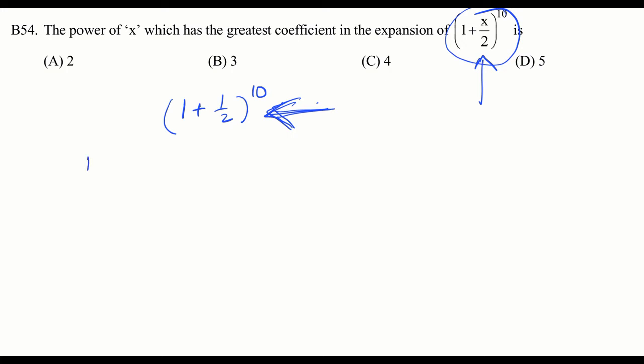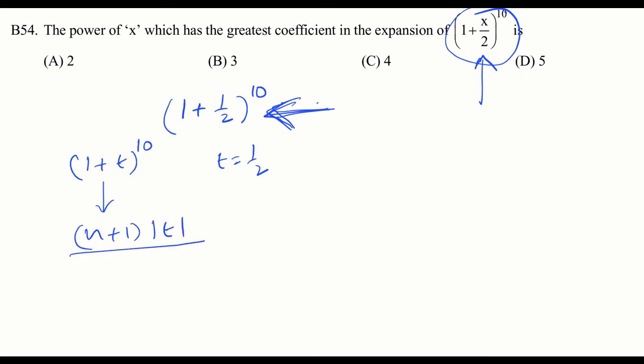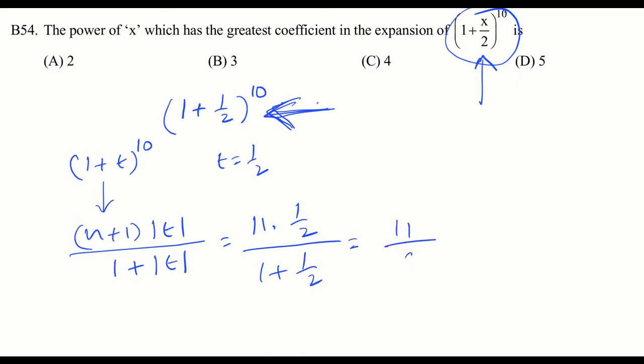So it is like (1 plus t) whole power 10, where t is 1 by 2. Now we have a standard formula for this. For the numerically greatest term in that, it is (n plus 1) into mod x by (1 plus mod x). Here it is t. We have to calculate this one. What do I get here? Here n is 10, so I'll get 11 into 1 by 2 by (1 plus 1 by 2). So it is 11 by 3.